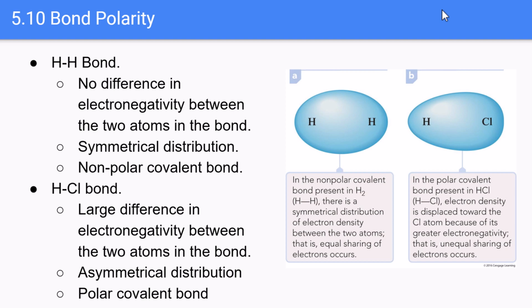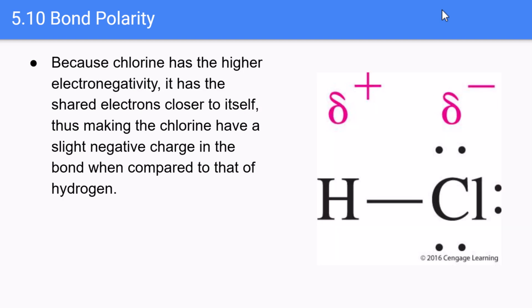That is, the attraction of electrons in the pair being shared between hydrogen and chlorine is much closer to chlorine than to hydrogen. So you end up with a polar covalent bond because the electron distribution is not symmetrical. And because chlorine has the higher electronegativity, it has the electrons much closer to it than hydrogen. So that makes chlorine have a slight negative charge in the bond when compared to hydrogen. Remember that electrons are negatively charged. And so that shared pair of electrons being closer to chlorine means that chlorine has a relative negative charge. And by definition, if chlorine is more negative, that makes hydrogen more positive.